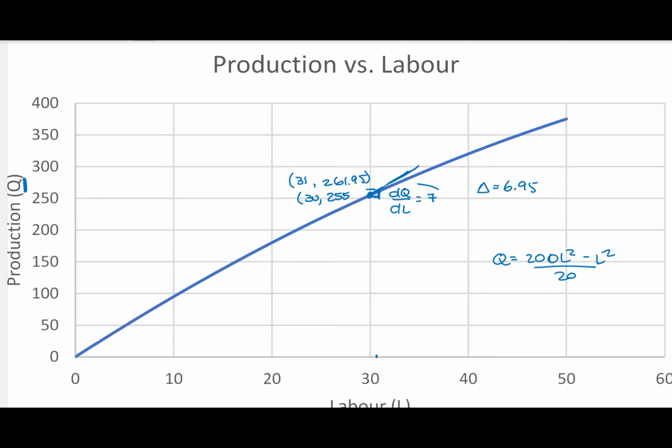And what our derivative does is give us an approximate change, saying that for 1 unit of labor, that change in quantity is going to be approximately 7. So you can see that it's pretty close to what the true change in quantity was. Essentially, we expect quantity to go up by 7 units as labor goes up by 1 unit. And that's the beginning of our estimation process.